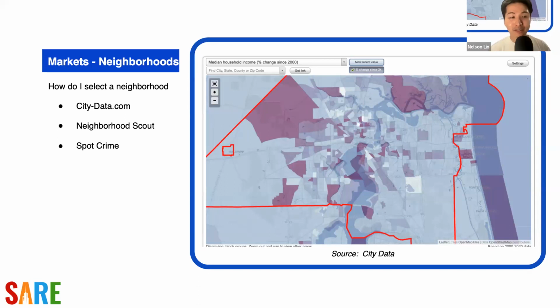City data is one of my favorites. With city data, you can look up the median household income, but you can also see how much the household income has changed percentage-wise since the year 2000. The more purple it is, the more the growth has been, right? And so this is the city of Jacksonville. It's a city I invest in. We have an apartment complex here, in this area.